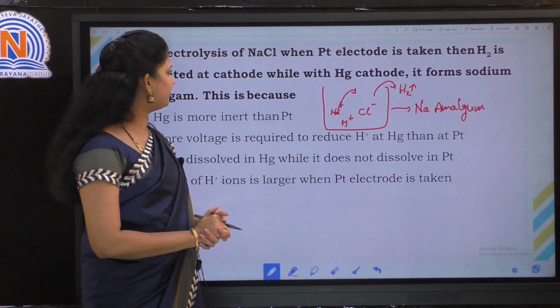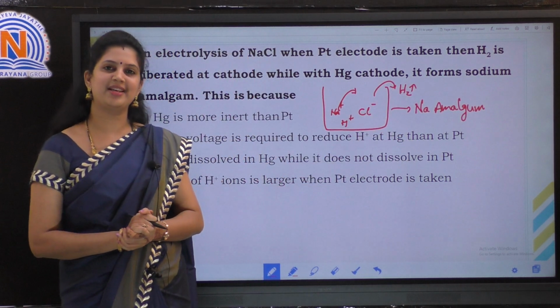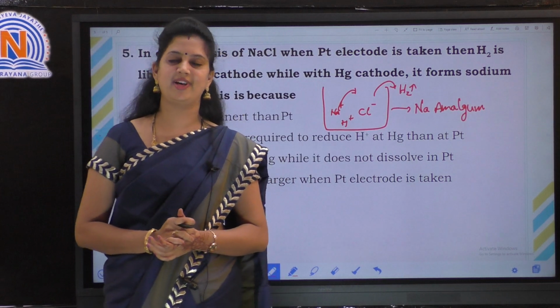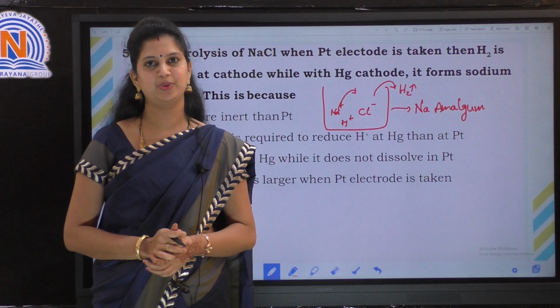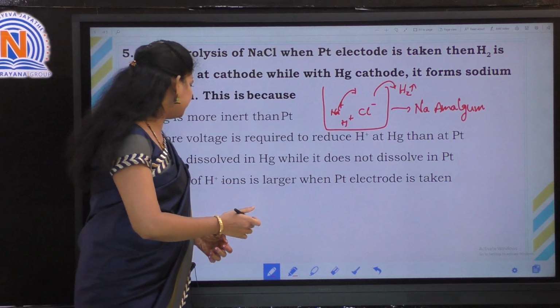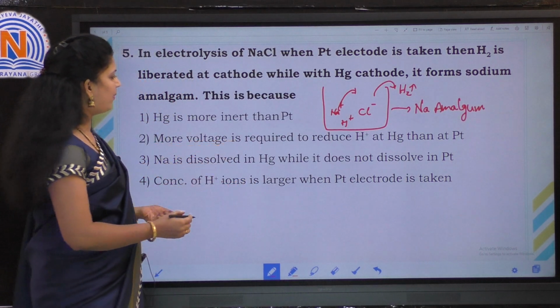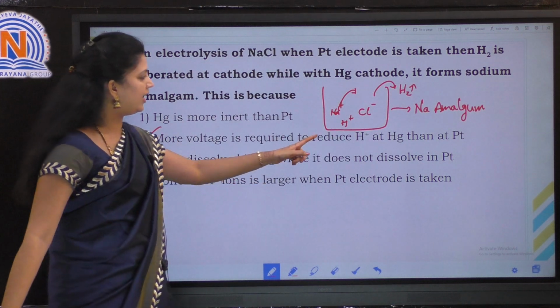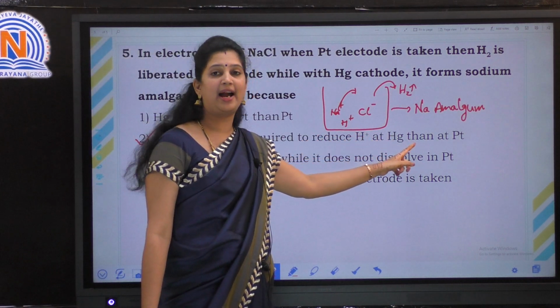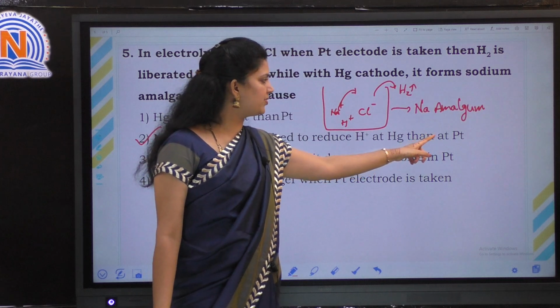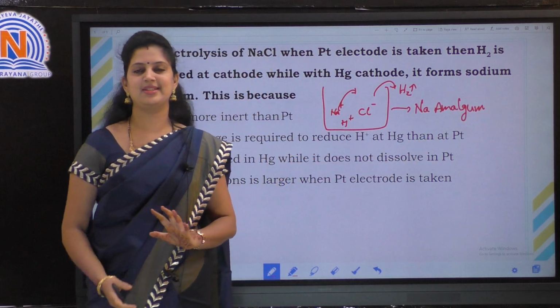So this is the answer for the last question. All these questions are very simple, but they are very important. So let's go through that. Let us see what is the right answer. More voltage is required to reduce hydrogen at mercury compared with the hydrogen deposit on platinum. So this is the right answer.